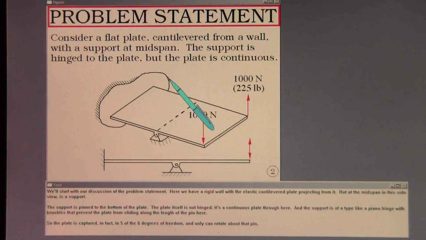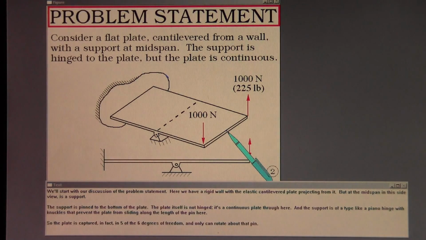Here we have a rigid wall with an elastic cantilevered plate projecting from it. But at the midspan in this side view is a support. The support is pinned to the bottom of the plate. The plate itself is not hinged. It's a continuous plate through here. And the support is of a type like a piano hinge with knuckles that prevent the plate from sliding along the length of the pin here. So the plate is captured, in fact, in 5 of the 6 degrees of freedom and only can rotate about that pin.